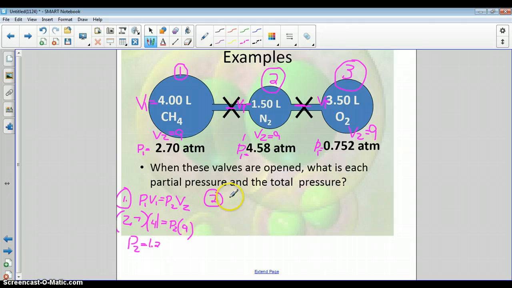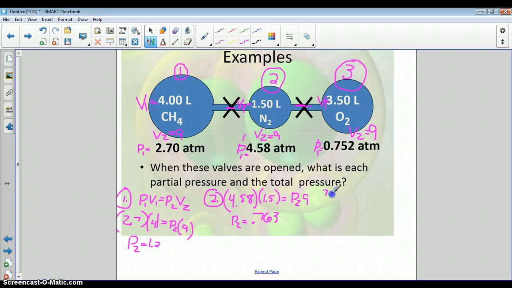Now we're going to do a P1 V1 P2 V2 problem. Same thing, but we're going to use these second values. So pressure 1 is 4.58. Volume 1 is 1.5. Pressure 2 is what we're trying to find, and volume 2 is 9. Okay, we work all this out and we find that the partial pressure of nitrogen in this case is 0.763.